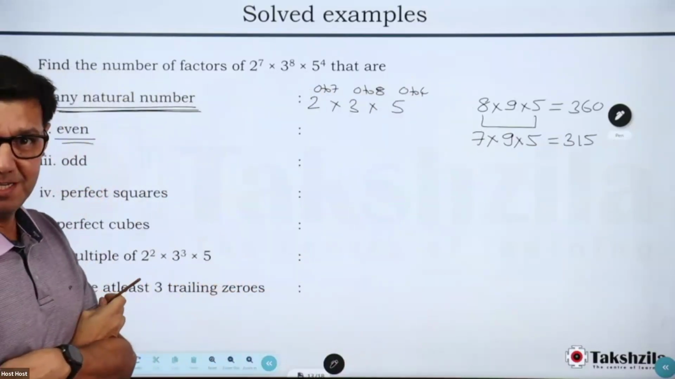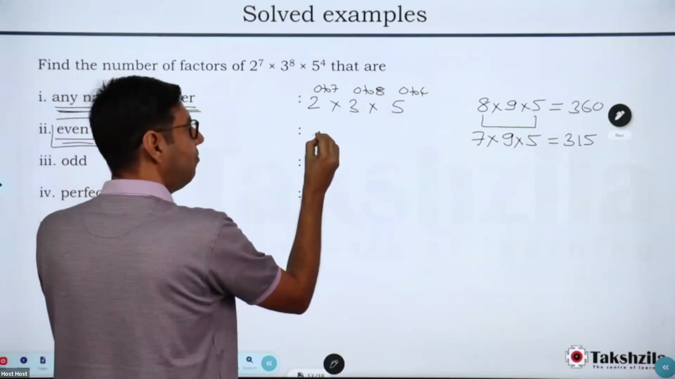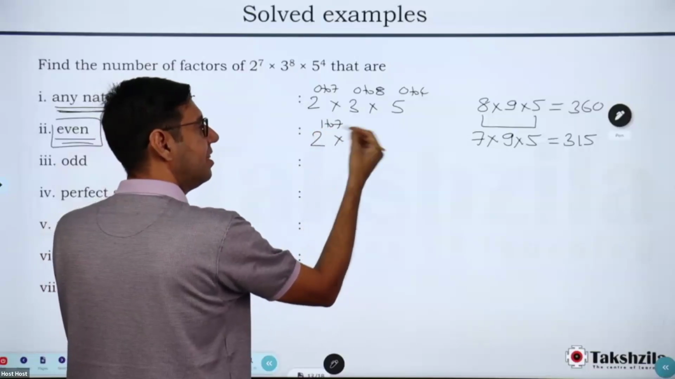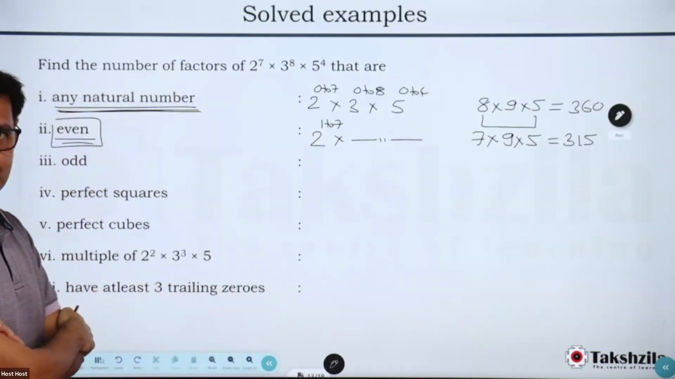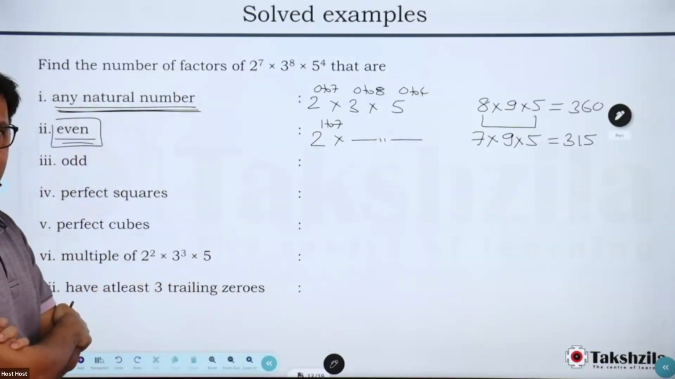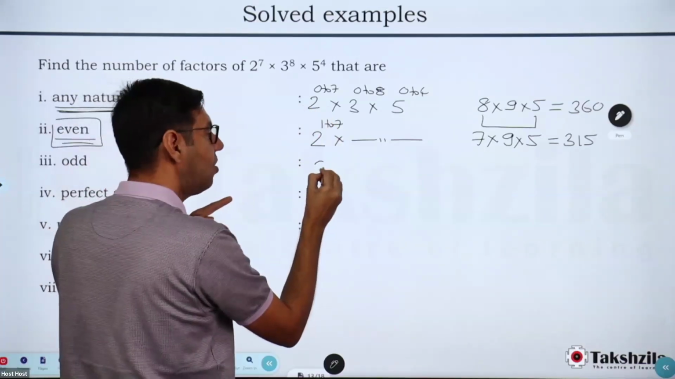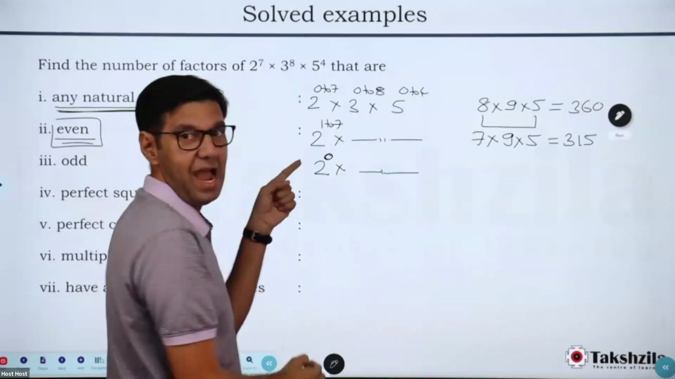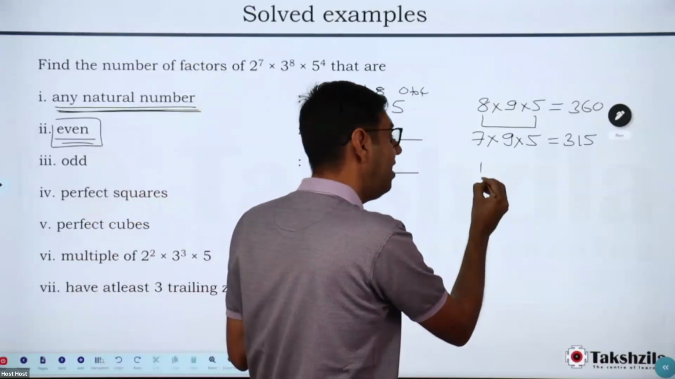What has happened if it is even? Since it has to be even, the power of 2 will go from 1 to 7. And the others are same. Odd numbers. What was the condition for odd? The power of 2 has to be only 0. And you don't take 0. You say 0 is one value.